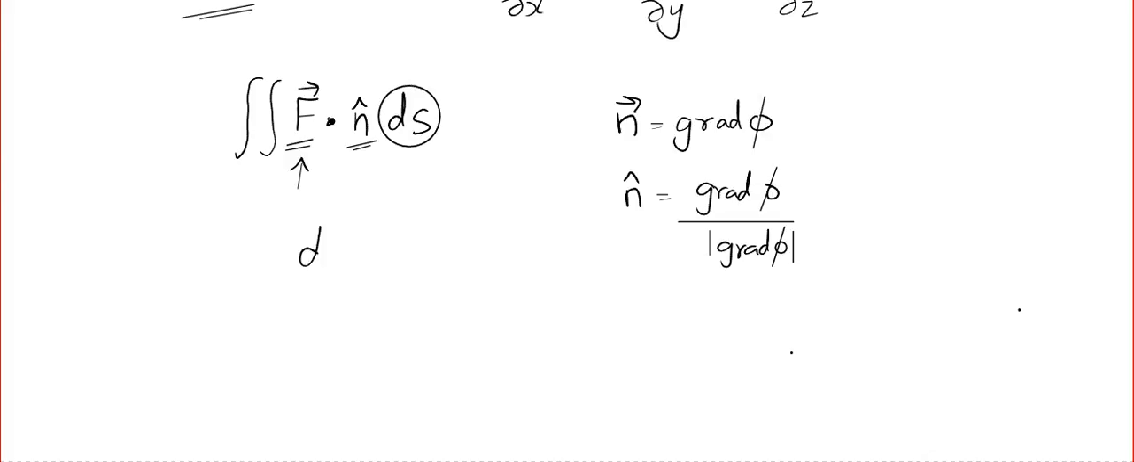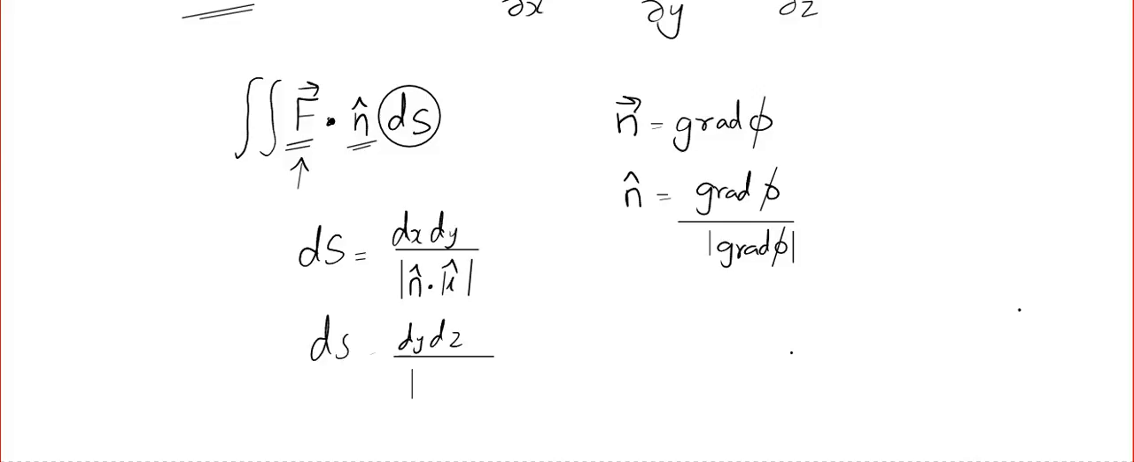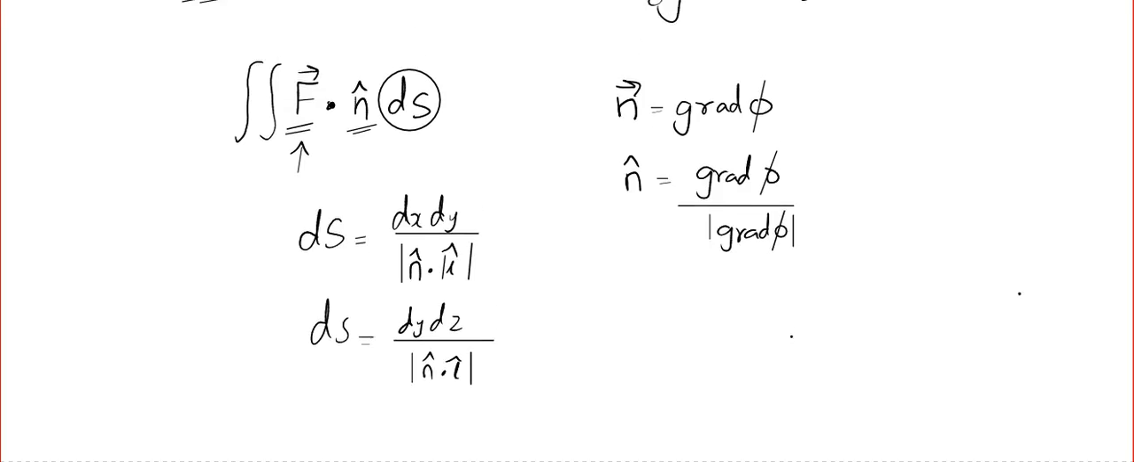Okay, now this is the most important thing. Look at this. dS is actually calculated by dx dy by mod n dot k, provided you're going to project our three-dimensional surface on the xy plane. And dS will be dy dz by mod n dot i, provided you're going to project it on the yz plane, etc. Anyway, if you want to understand this properly, we have to do one problem.